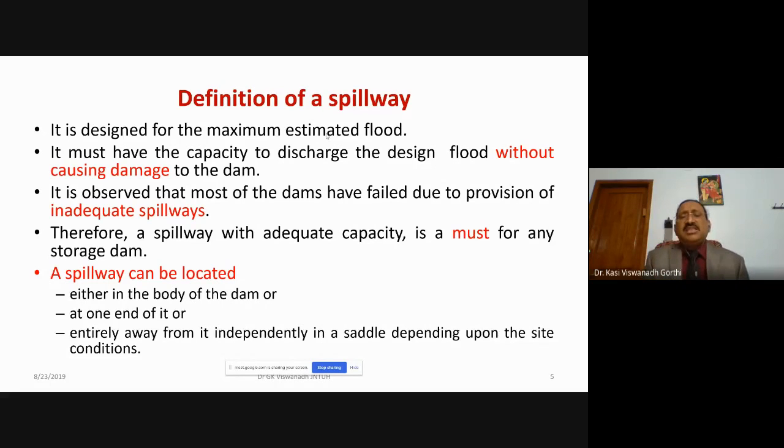So where is this spillway located? A spillway can be located either in the body of the dam, as we have seen in the previous figures. It may be within the body of the dam, or at one end of the dam, or entirely away from it and independently in a saddle, depending upon the site condition. Usually for the earth dam, the spillway may be provided independently at a separate location, not directly connected with the dam.